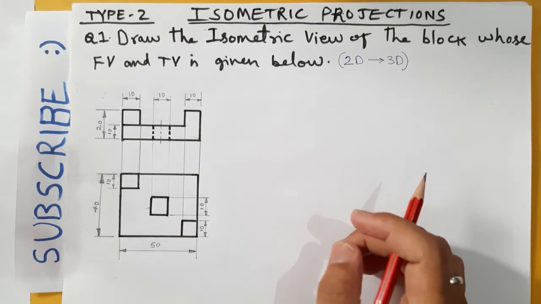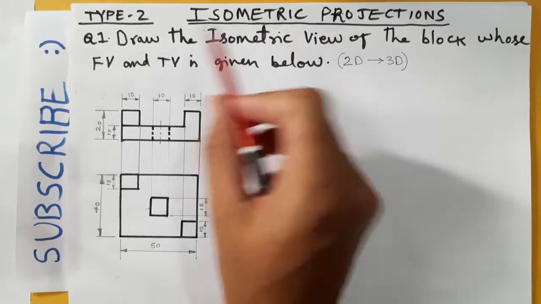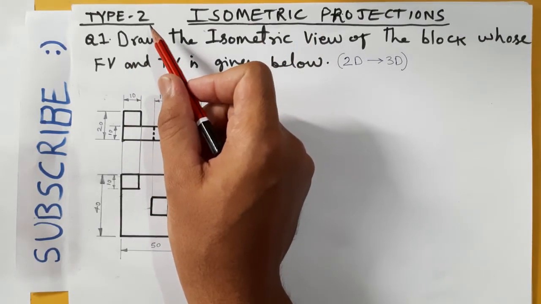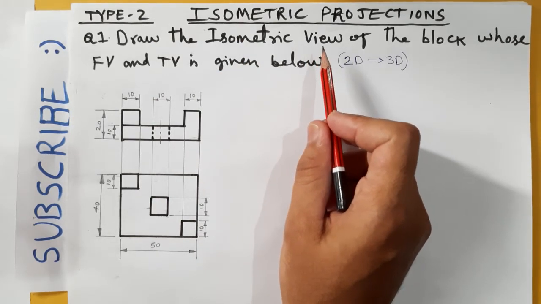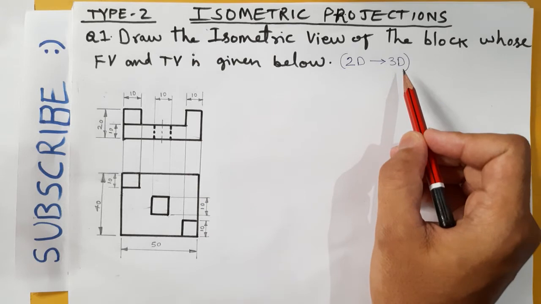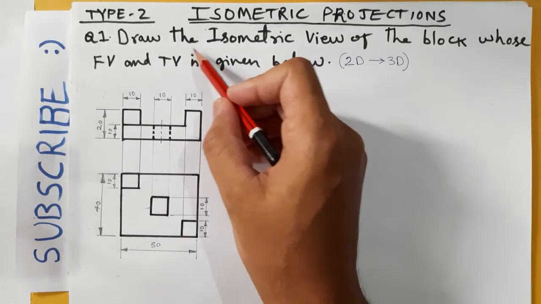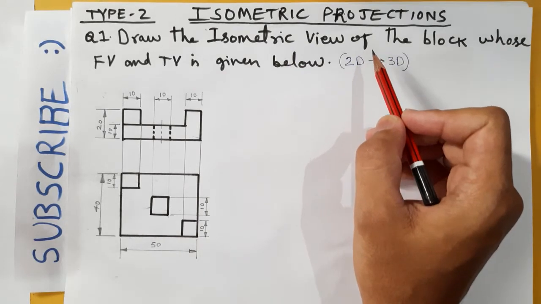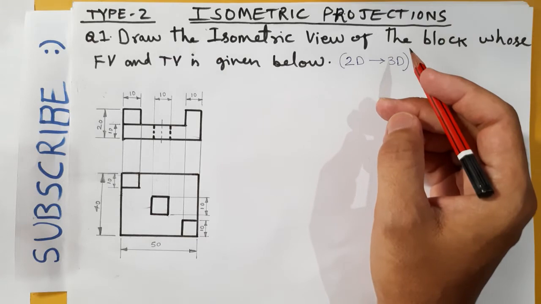In the previous videos we have seen isometric projections, where we have seen the type 1 model. In type 1 we discussed drawing isometric views, that is 3D diagrams of the given objects, but the objects were given in the form of text, in the form of a question. The data was given, like a cone is resting over a block. So draw the isometric view.